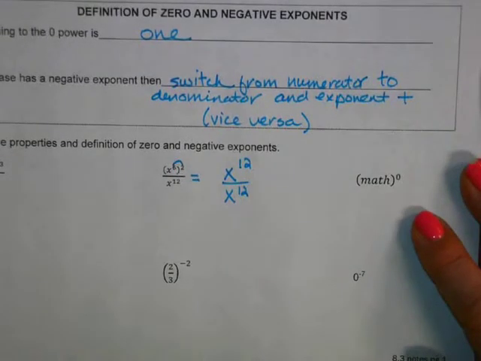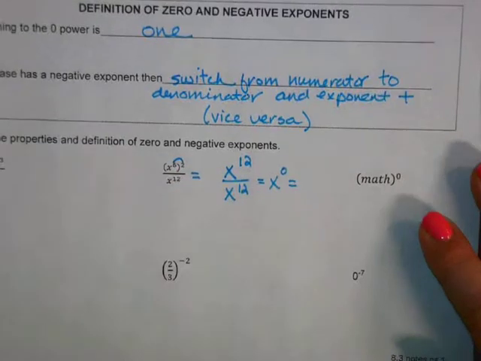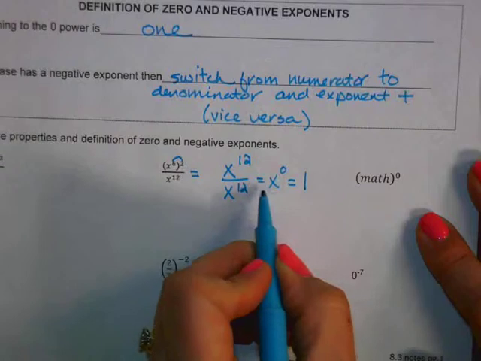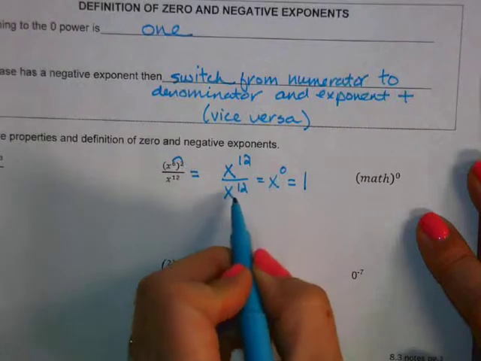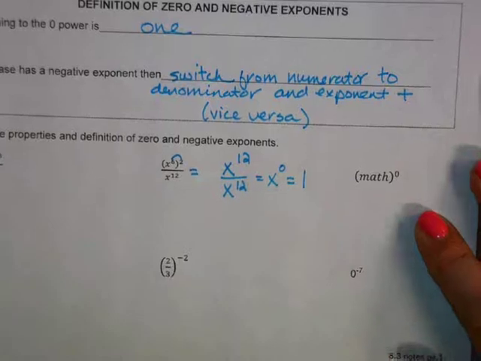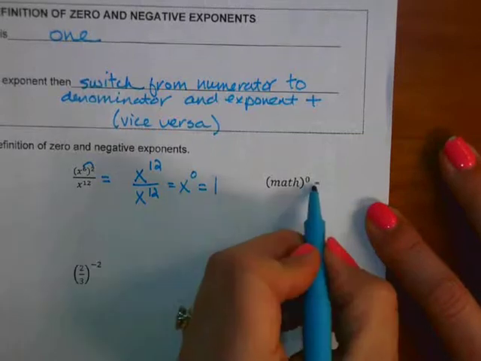If you subtract the exponents, you're going to get x to the 0, and you know that equals what? 1. Do you need to do this middle step? No, because hopefully you know that something divided by itself is 1, but this just kind of proves the way it happens. Okay? What's math to the 0 power? 1.